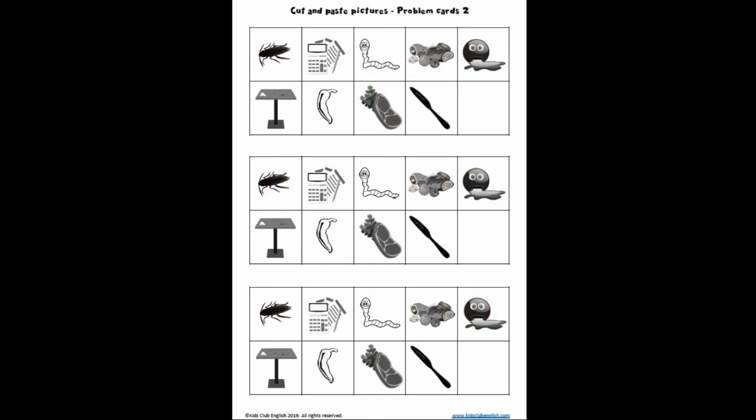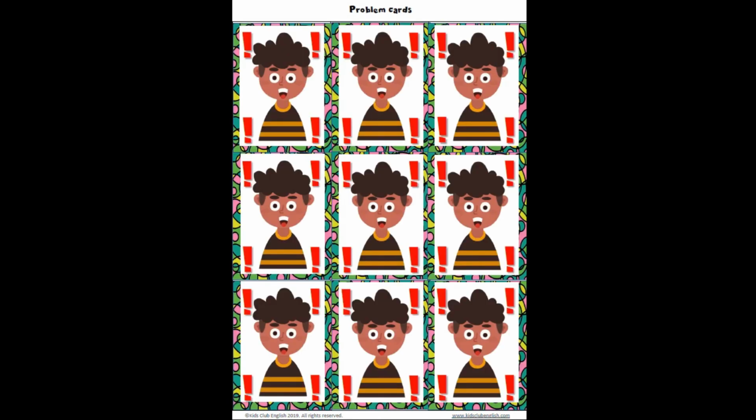These ones are for them inventing their own problems, because they've probably got lots of other ideas for things that could go wrong in a restaurant. And these are the card backs.